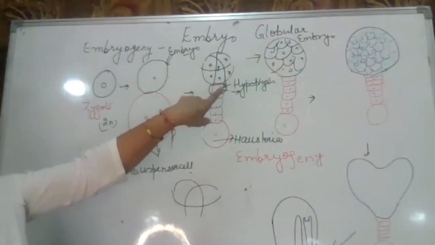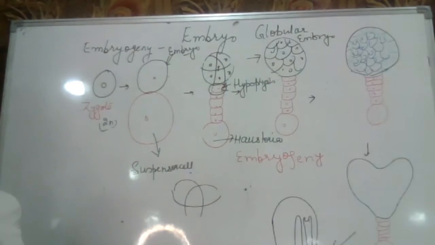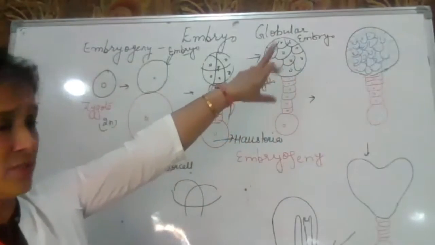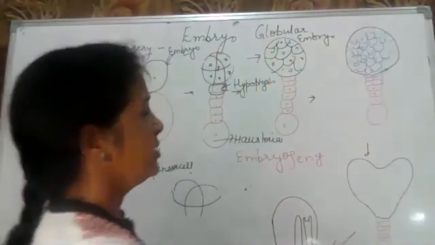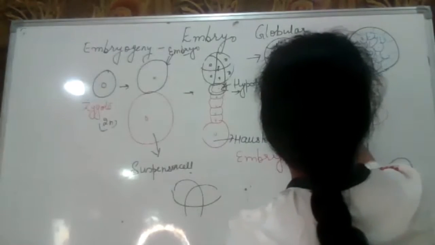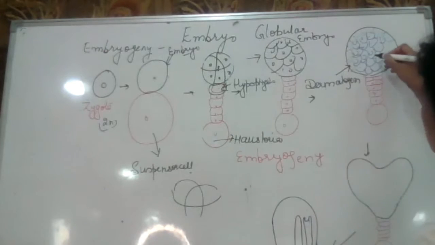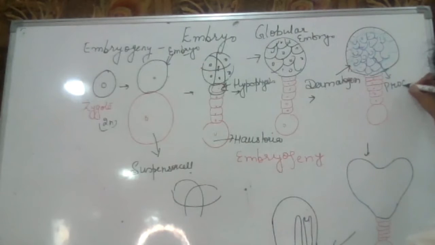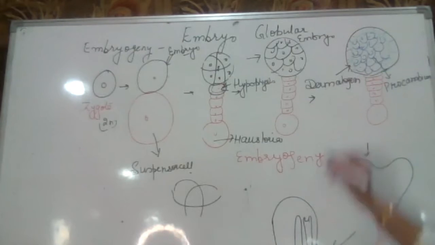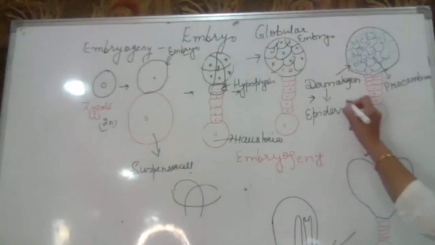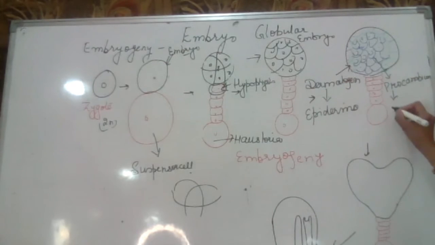Now the cells of this globular embryo arrange themselves into an outer layer that I have shown you with the help of this green color, and the inner cell mass. This outer layer is called dermatogen, and this inner one is called procambium. This dermatogen is going to form the epidermis, and procambium is going to form the ground tissue.